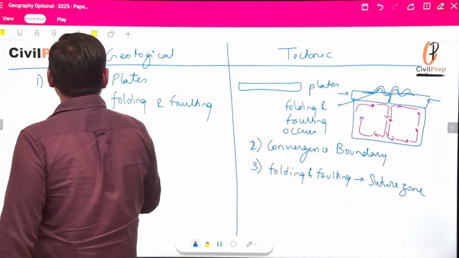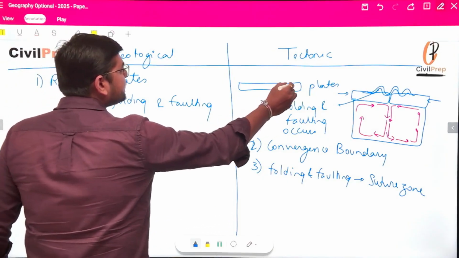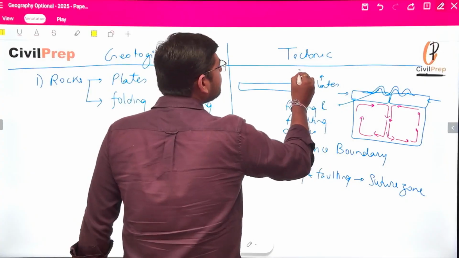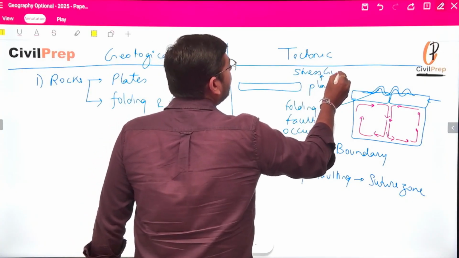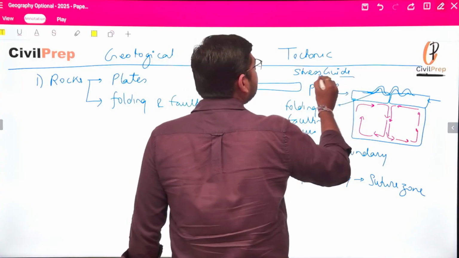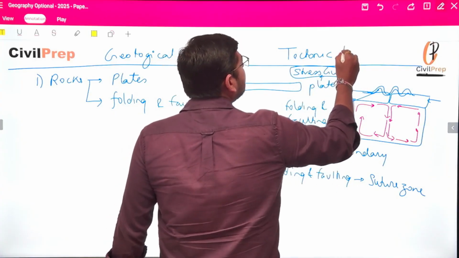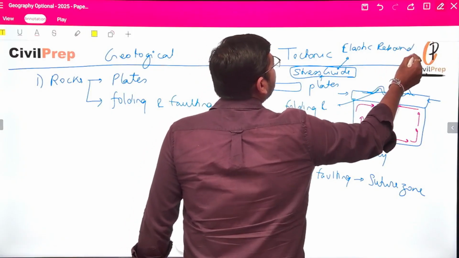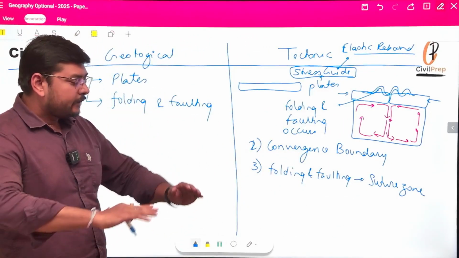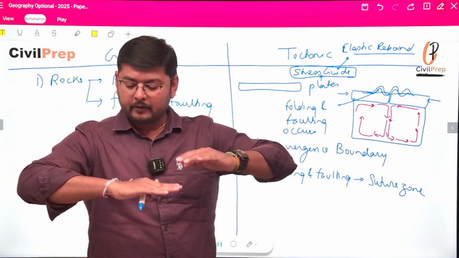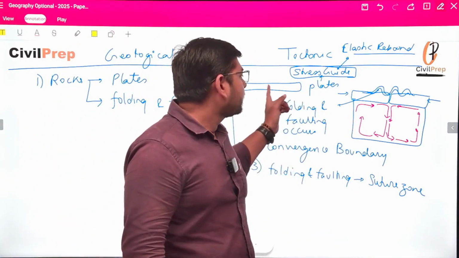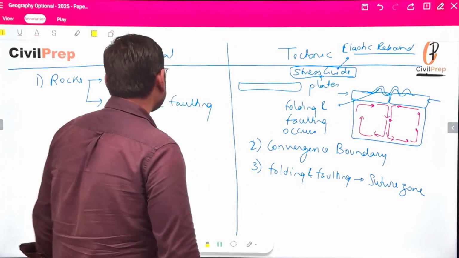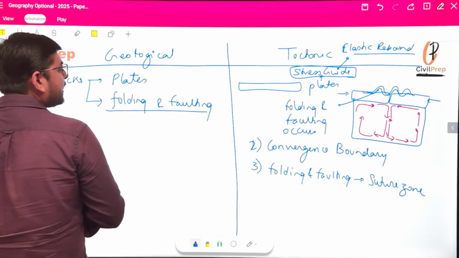Now, according to plate tectonics, these plates are acting as a stress guide. This stress guide mechanism is explained well under the elastic rebound theory. Under the elastic rebound theory, the edges of the plates undergo deformation, while the complete plate does not undergo deformation, only the edge parts of the plate. So folding and faulting is happening in this part here.